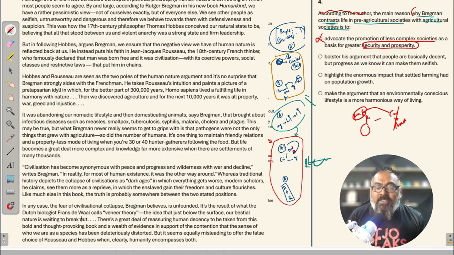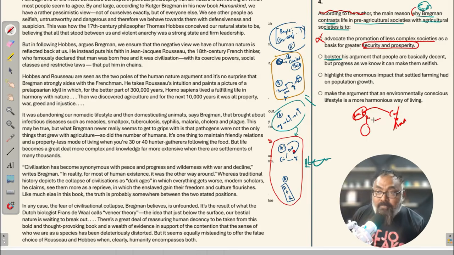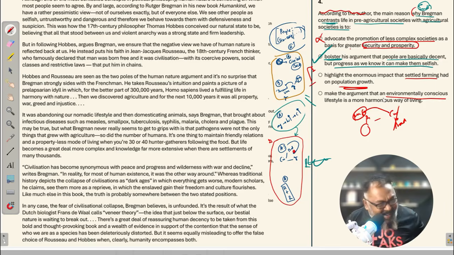Now, bolster his argument, to support. Look at this, this is what he did. This was the evidence that he used, a support used to make the claim that civilization is creating problems. People are basically decent, but progress, as we know, can make them selfish. There you go. Highlight the enormous impact settled farming had on population growth. Population growth is first of all discussed by the author. Make the argument that an environmentally conscious lifestyle is more environmentally conscious.